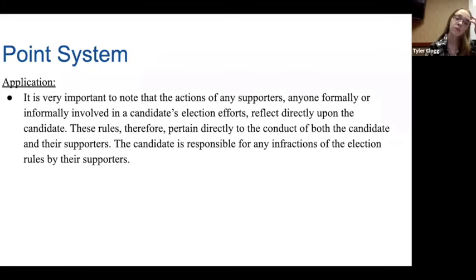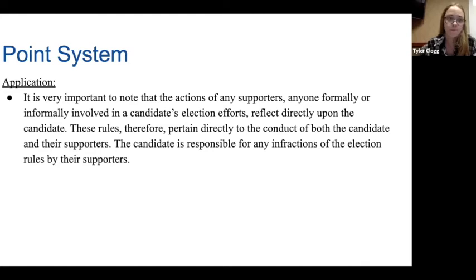So it's very important to note that the actions of all supporters and anyone formally or informally involved in a candidate's election efforts reflects directly upon the candidate. These rules therefore pertain directly to the conduct of both the candidate and their supporters. The candidate is responsible for any infractions of the elections rules by their supporters. We will have a form for people on your team or elections committee, if you have a personal one, to fill out so that we know who is on your committee. But if someone who is working for you does anything against these rules too, those points will go towards your point system.